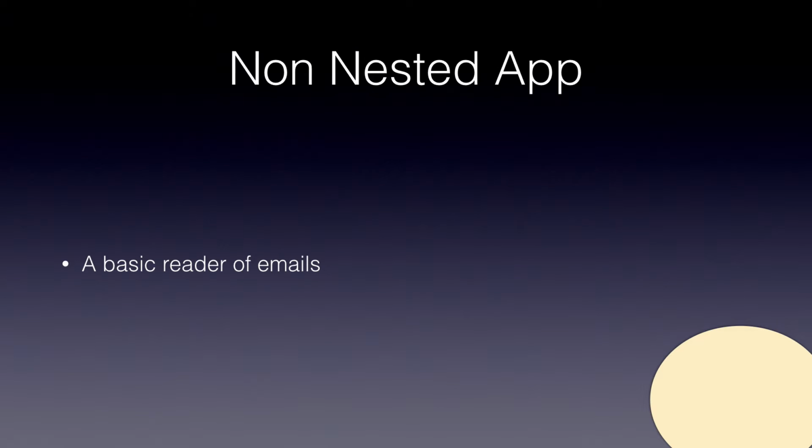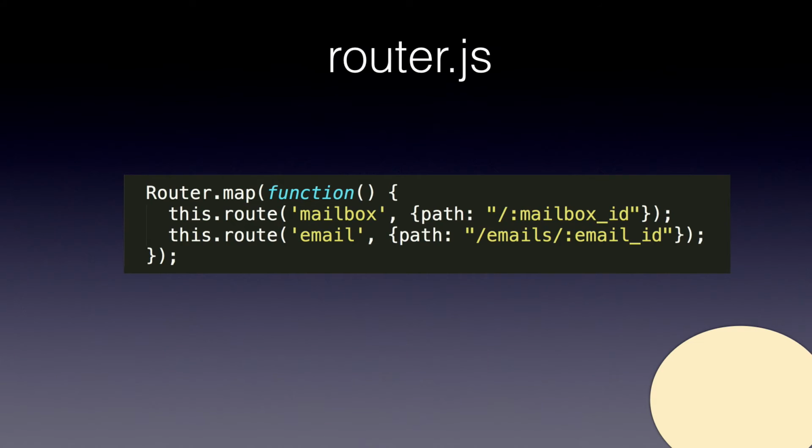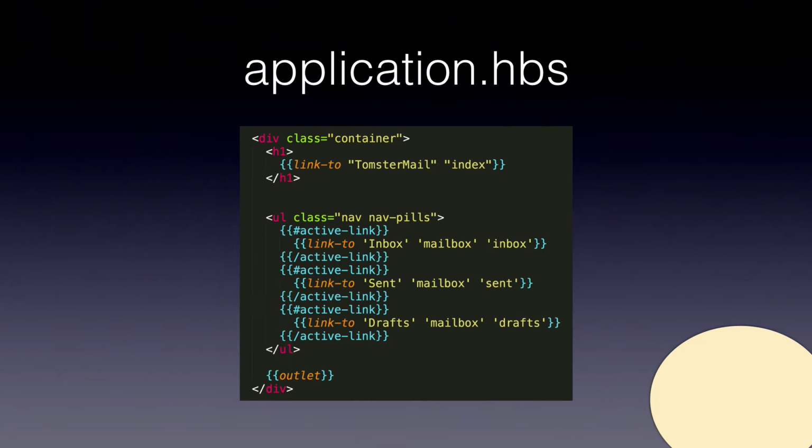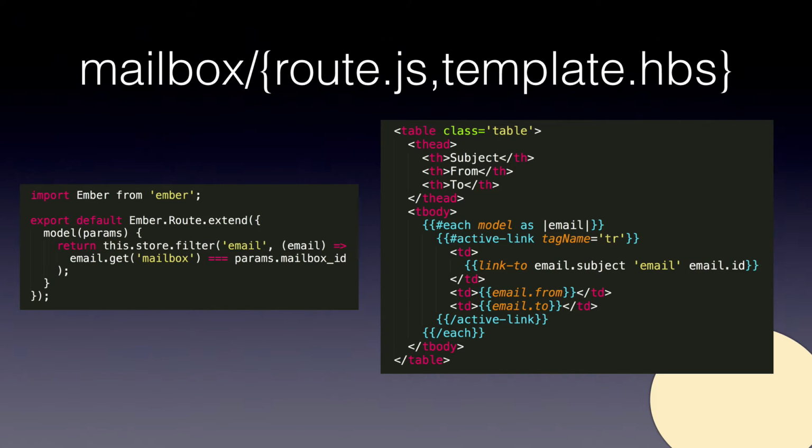So starting off with the non-nested version, in your routes, you've just got 2 routes. They're not nested, mailbox and email. We've got the application template, which just links to the various mailboxes. And we've got the mailbox route and template, really simple, which just filters down the mailbox by emails. And we've also got the template for the mailbox, which just shows a list of emails in a table.